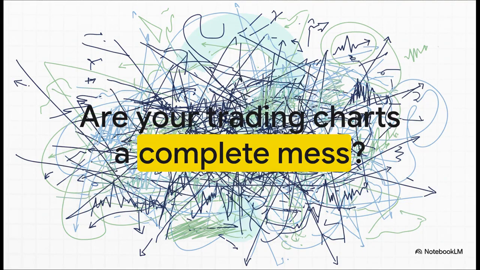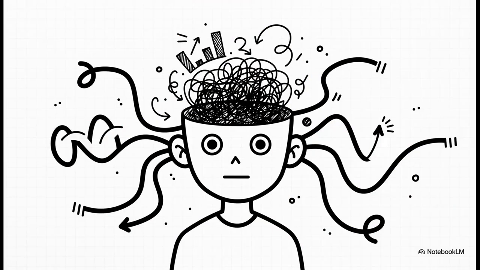Hey, does this look a little too familiar? You're staring at your screen and it's just this spider web of lines. It's so dense you have no idea where you should be buying or selling. This isn't really analysis, it's just noise. And all that noise leads to a very specific, very frustrating problem. It's a classic case of analysis paralysis.